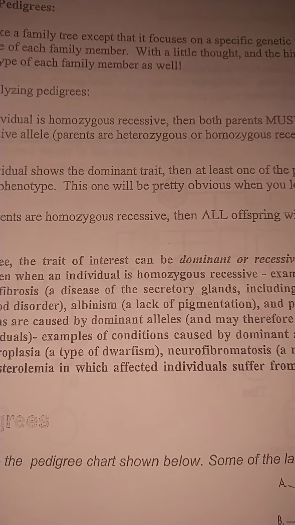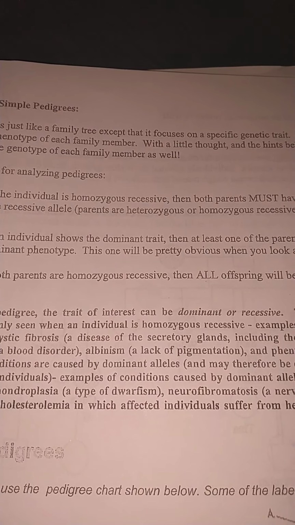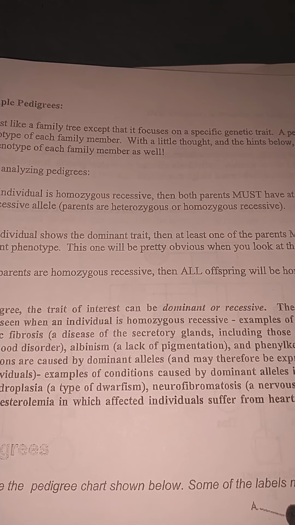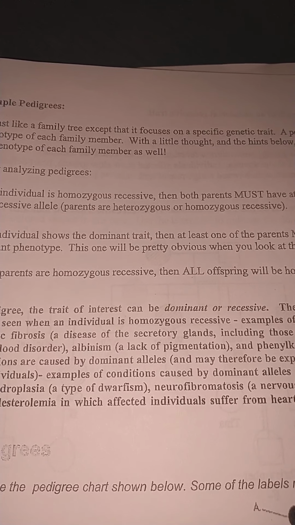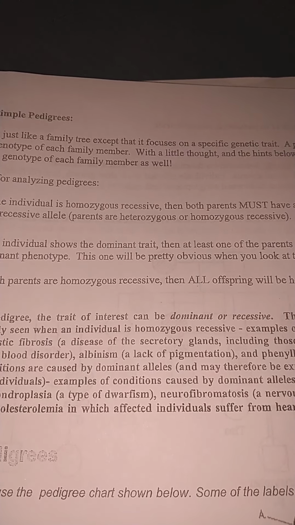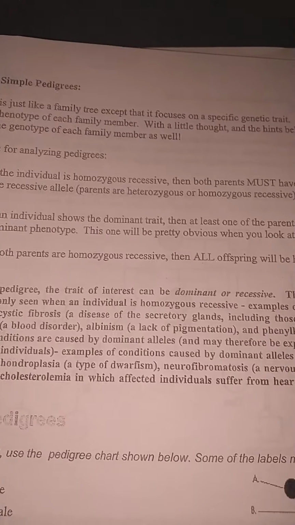So a pedigree is just like a family tree, except that it focuses on a specific genetic trait. A pedigree usually only shows the phenotype for each family member. It doesn't show the genotype. It usually just shows the physical characteristic, that phenotype. And then we can figure out what the genotype is based on those phenotypes. Okay, with a little thought and the hints below, we can figure those out.